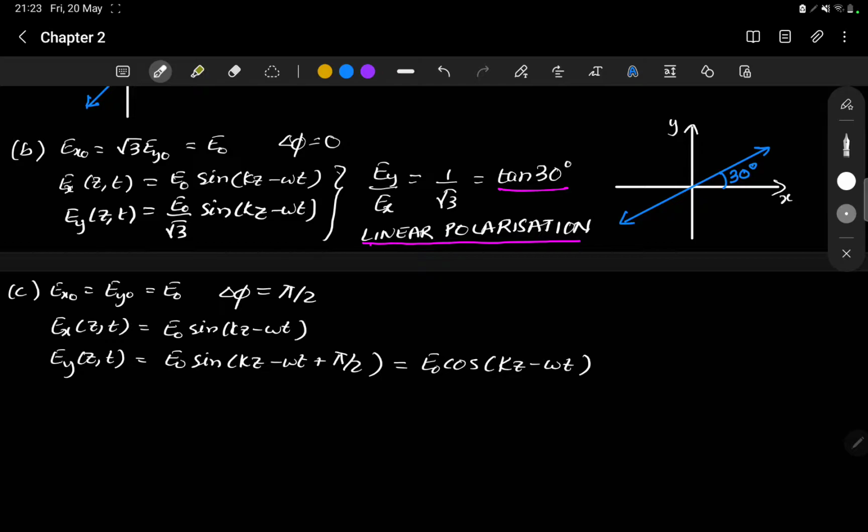Now if we look at this, we see Ex squared plus Ey squared is equal to E0 squared. So this is basically the equation of a circle. So this describes circular polarization.